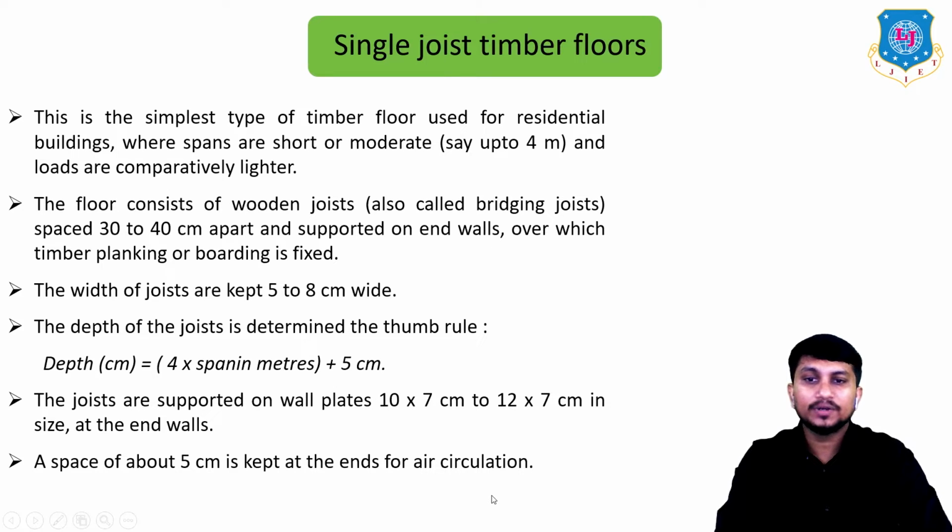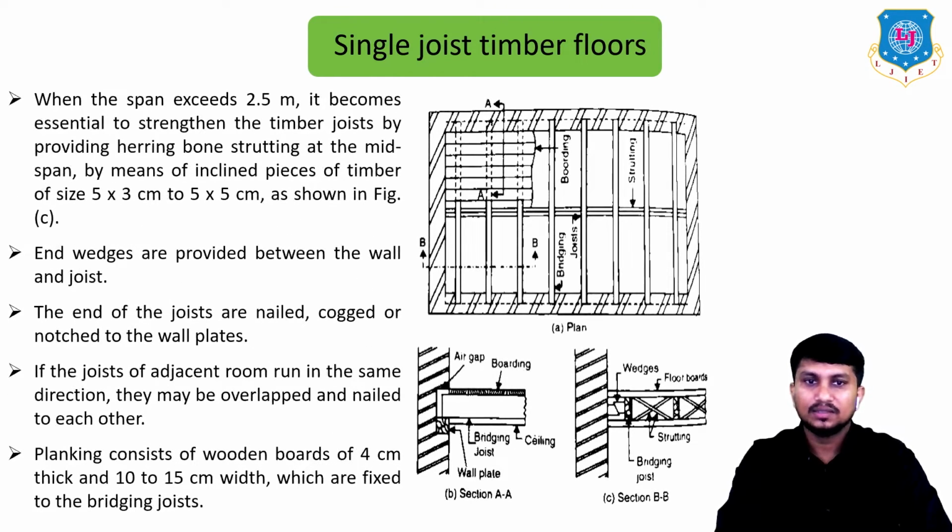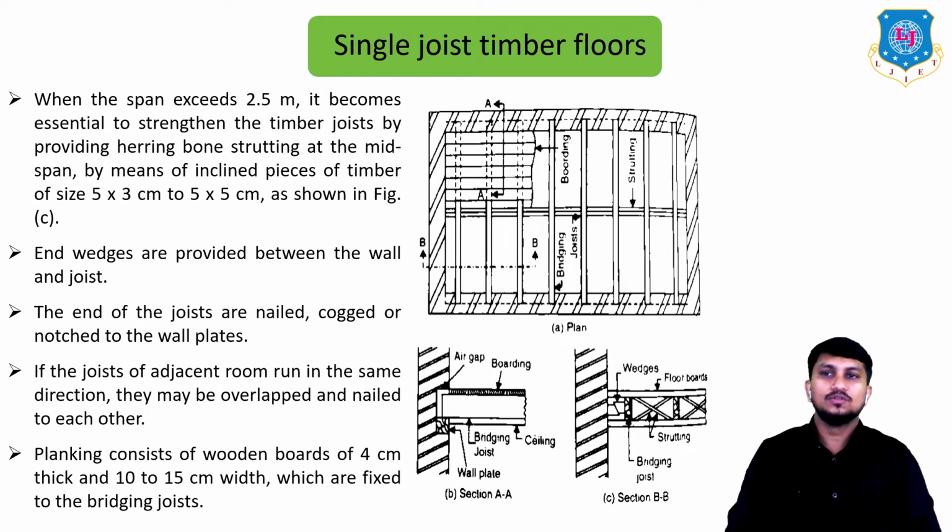The joists are supported on wall plates 10 by 7 centimeter to 12 by 7 centimeter in size at the end walls. A space of about 5 centimeter is kept at the ends for air circulation. This is how single joist timber floor looks like.